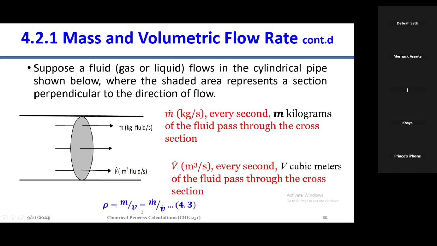Now density is mass over volume, and it could also be written as mass flow rate over volumetric flow rate. But note, if your mass is in mass flow rate and your volume is not in volumetric flow rate, then you can't divide them and get density. The same applies when you have your volume in volumetric flow rate and your mass is not in mass flow rate. You can't divide them and get density. Make sure that your units are consistent.